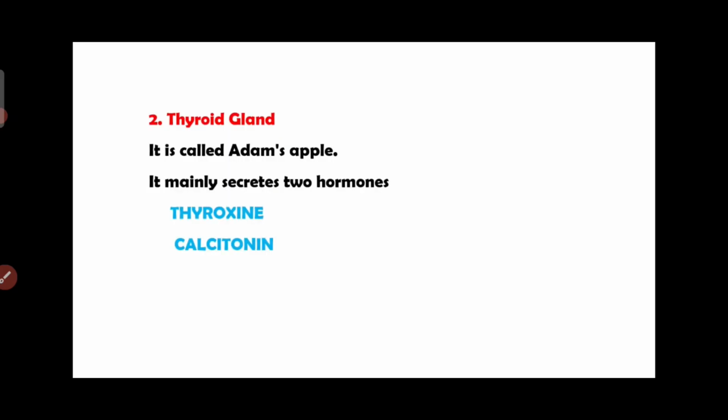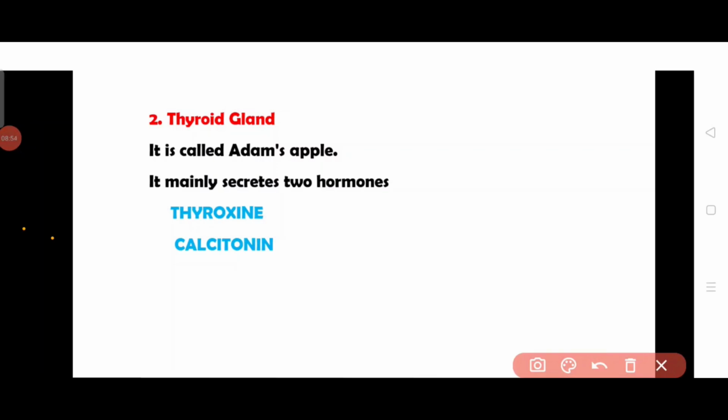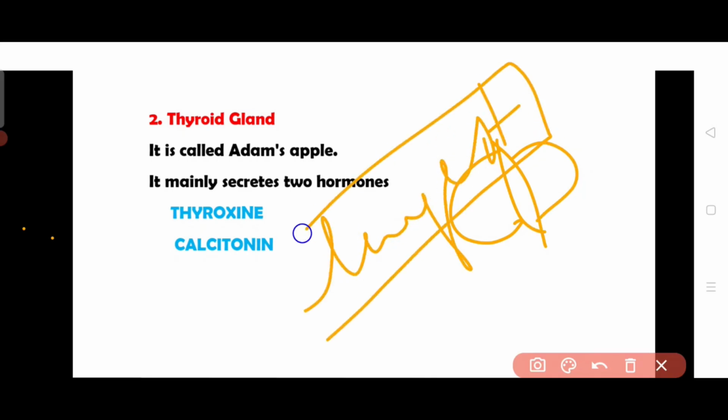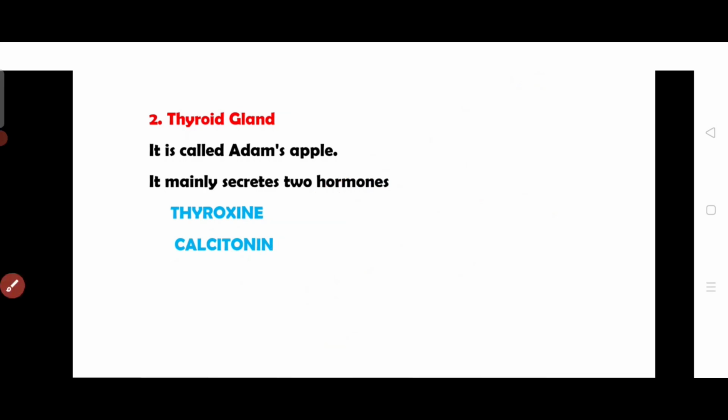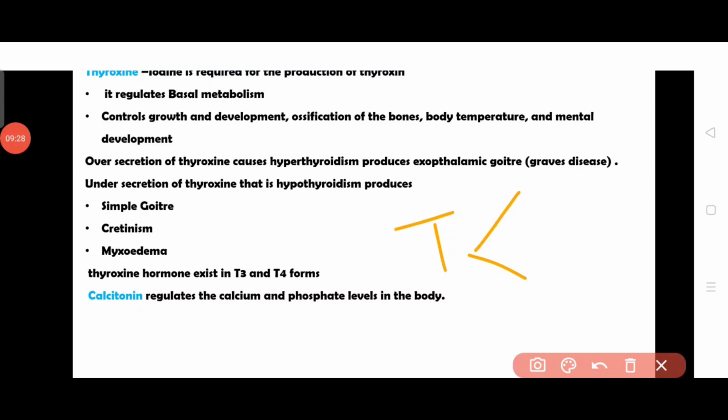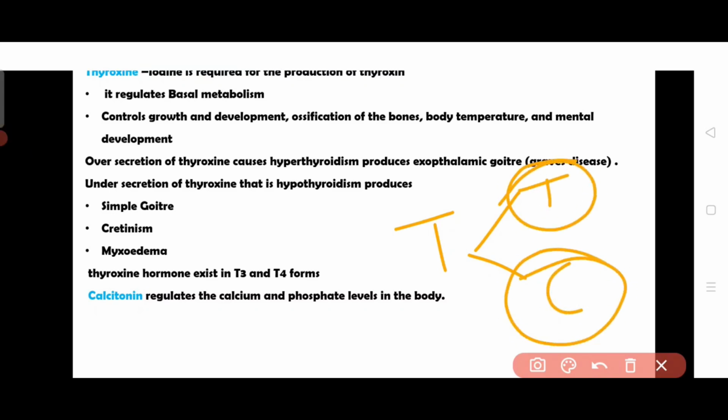The next gland is the thyroid gland. It is a bilobed, butterfly-shaped structure situated in front of the neck. This is the largest endocrine gland. It secretes two hormones: thyroxine and calcitonin, remembered as TC.